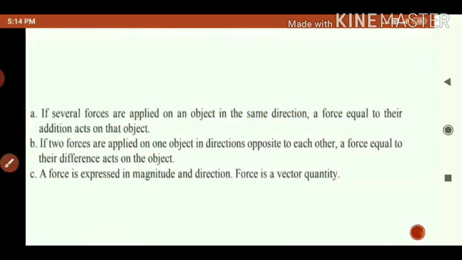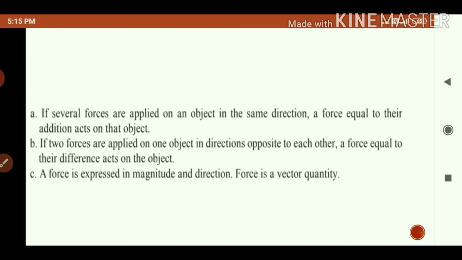A force is expressed in magnitude and direction. Force is a vector quantity. See, force is a vector quantity. Why? Because it actually depends upon in which direction you apply the force. Means at the same time you will consider magnitude also and direction also. Magnitude means quantity or size, like 1 kg, 2 kg. And the SI unit of force is Newton. So why is it called a vector quantity? Because at the same time we consider magnitude and direction.